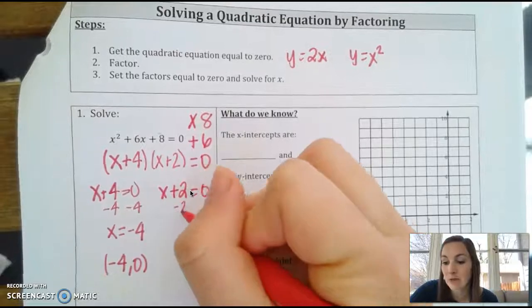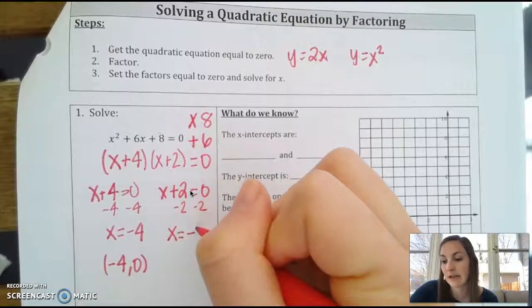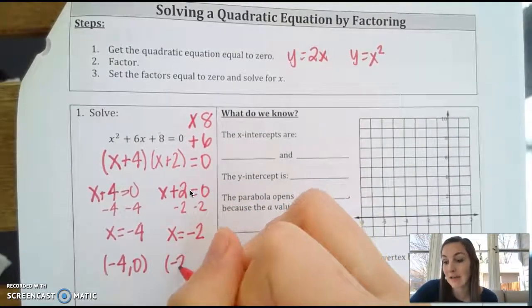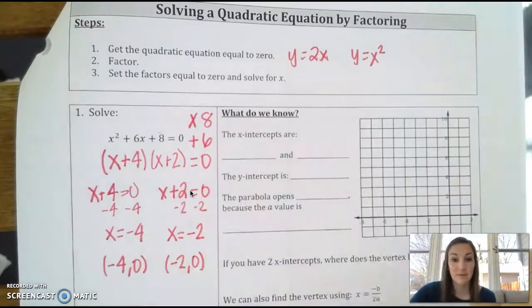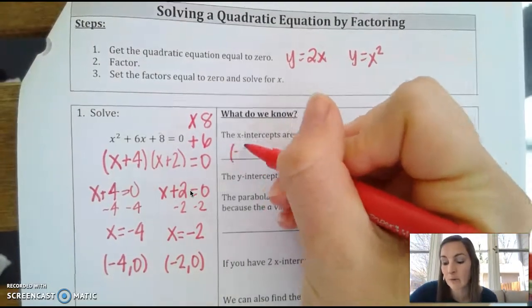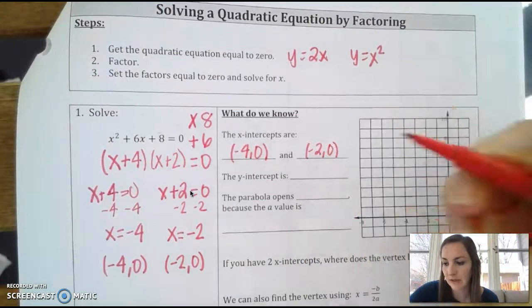Then over here, I'm going to subtract 2 on both sides. So I get x equals -2. So I have another x-intercept at the point -2, 0. Now let's go ahead and put this into our graph over here. My x-intercepts are -4, 0, and -2, 0. And let's go ahead and put those on our graph.